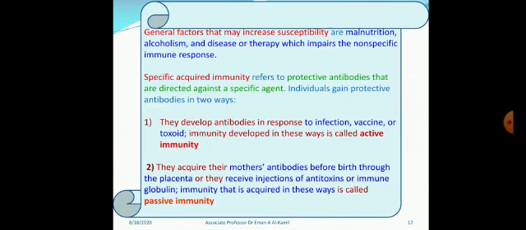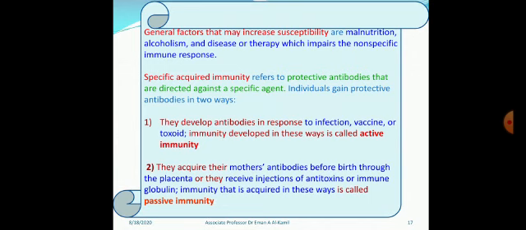General factors that may increase susceptibility are malnutrition. Nutrition is very important to increase the immunological status of the individual. That's why individuals with malnutrition are more liable to have infection. Alcoholism is another factor which increases susceptibility to infection, and so is disease or therapy which impairs the non-specific immune response. For example, steroids decrease immunity and increase the susceptibility of a human to disease. All these factors affect the susceptibility of the human to infections.